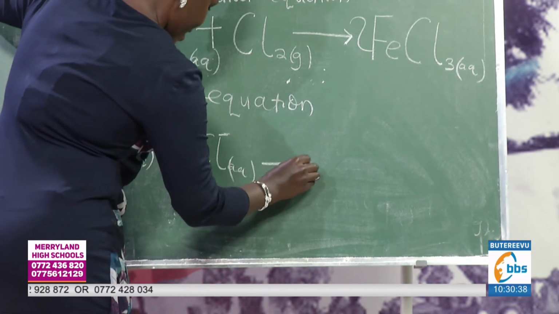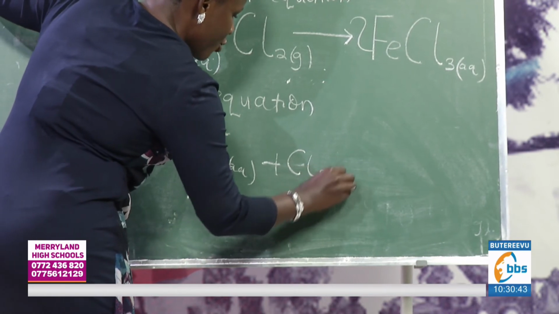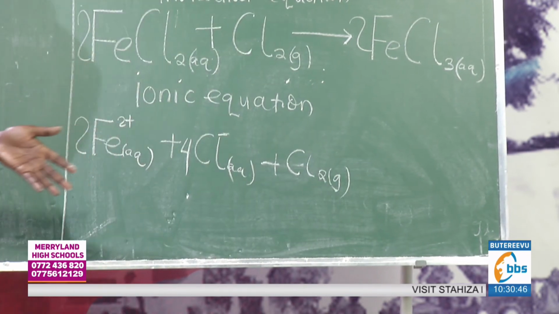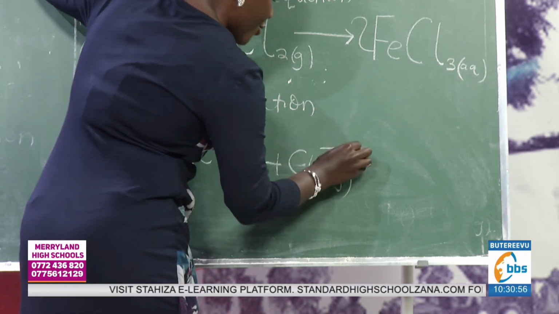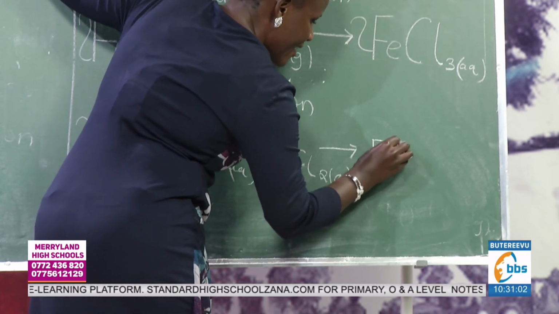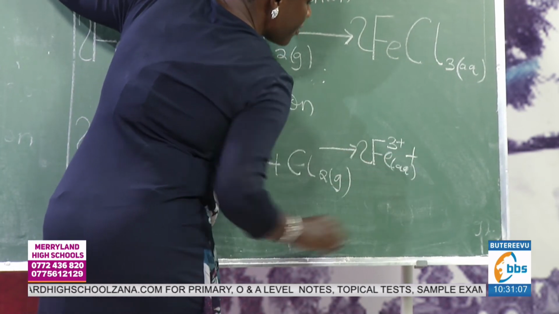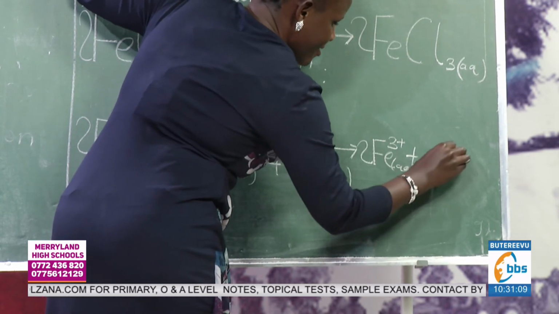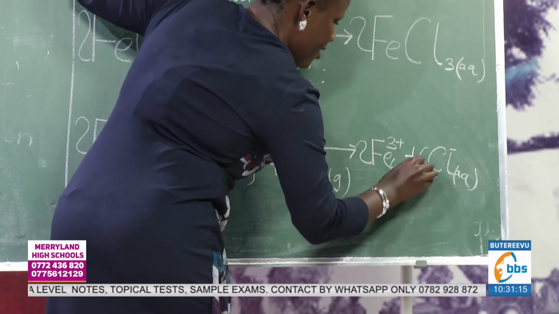And what do I get? Plus my chlorine gas. Remember, I've told you we don't form ions in gaseous state, we don't form ions in liquid state, and also we don't form ions in solid state. We shall only form ions either in aqueous state or in molten state. Therefore, what do I form? I'll form my iron. Iron what? Iron 3. But how many are they? They are 2. Okay? And my chloride ions. But how many are they? They are 6.